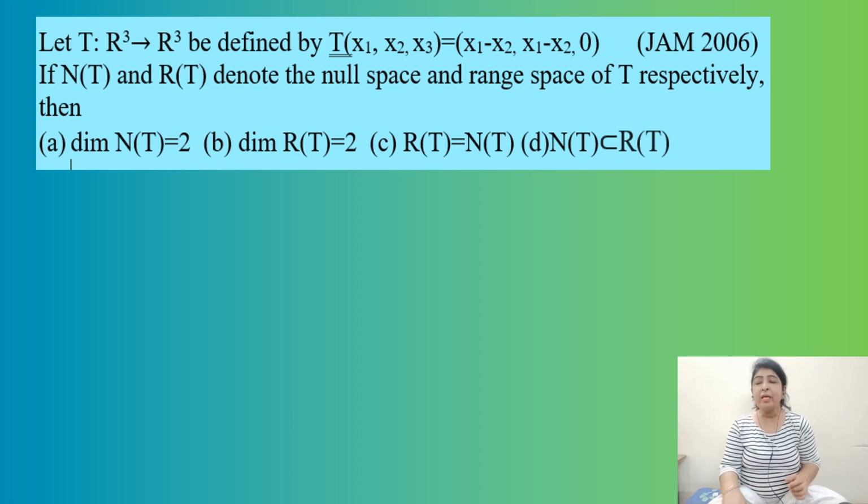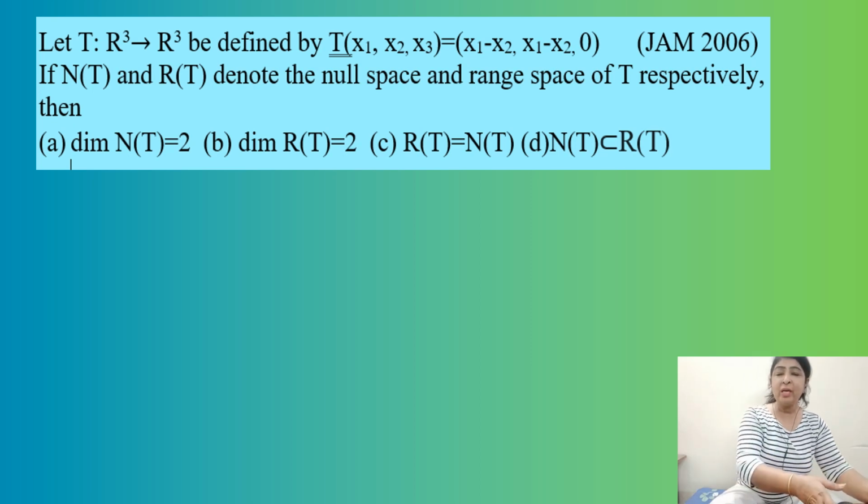Next you have, let T from R cube to R cube be defined by T of x1, x2, x3 equal to x1 minus x2, x1 minus x2, and 0. This question was asked in JAM 2006. If N(T) and R(T) denote the null space and range space of T respectively, then the dimension of null space is 2, the dimension of range of T is 2, range of T is equal to nullity of T, or nullity of T is contained in R of T. These four options are given and we have to see which one is correct.